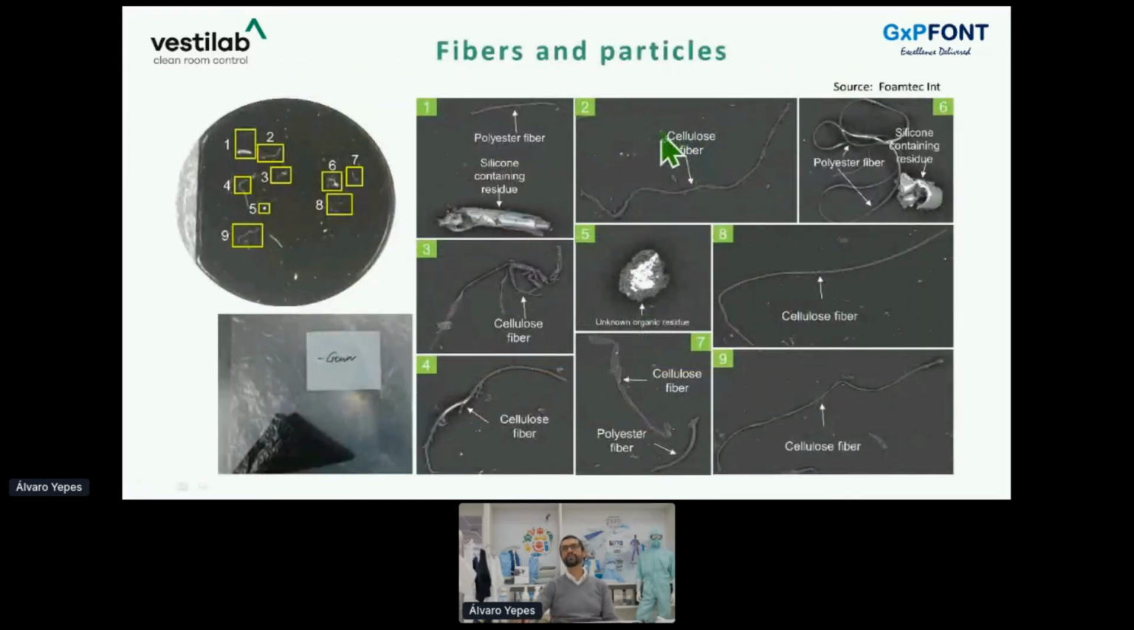These are samples taken and analyzed through SMDX technology, taken directly from the gown of an operator in an ISO 5 area. And we can see here there's a lot of cellulose fibers that were coming from the wipers they used at that time, and also some other contaminants that they find and establish a root cause analysis for failure.